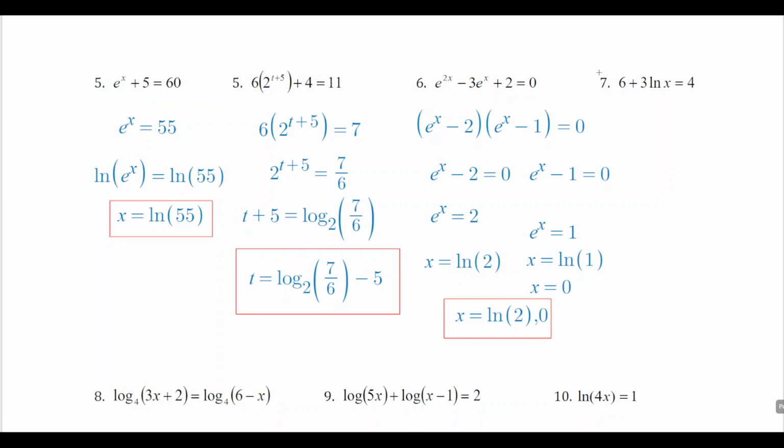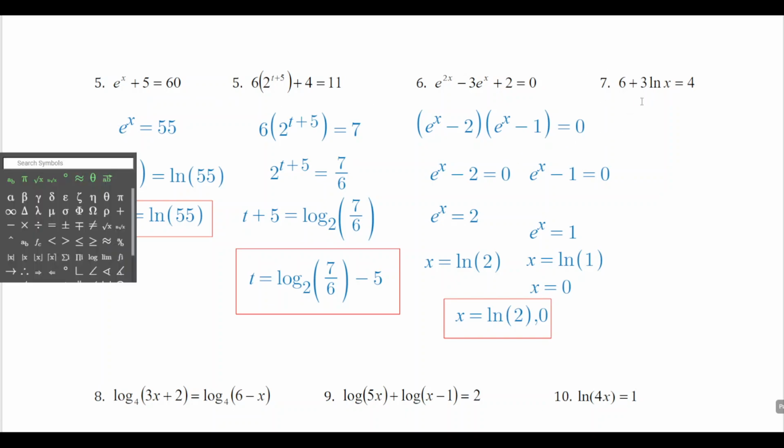For number 7, we're going to subtract 6 from both sides. And so I'm going to have 3 times the natural log of x equals 4 minus 6, which is negative 2. Now that's throwing up a red flag to me. Actually, no, maybe not. Maybe we'll be okay here, because it's not what's inside the parentheses that's negative. It's on the outside. And the range here is all real numbers. So actually that will not be a problem.